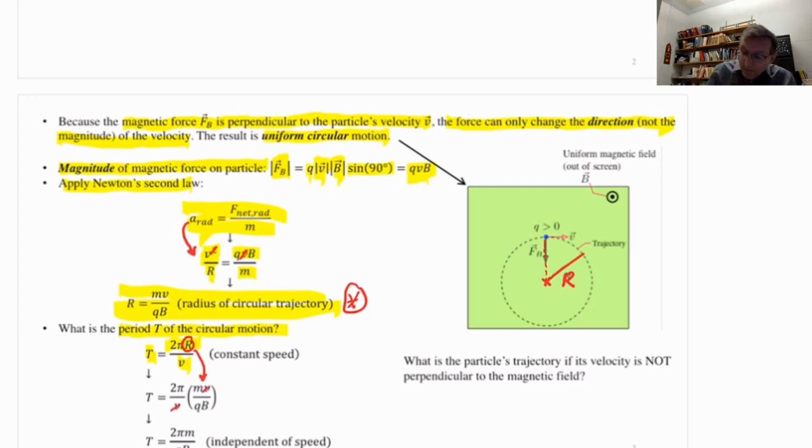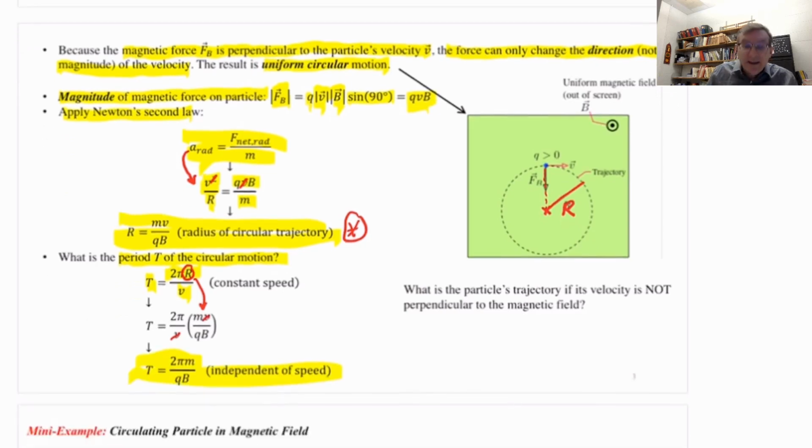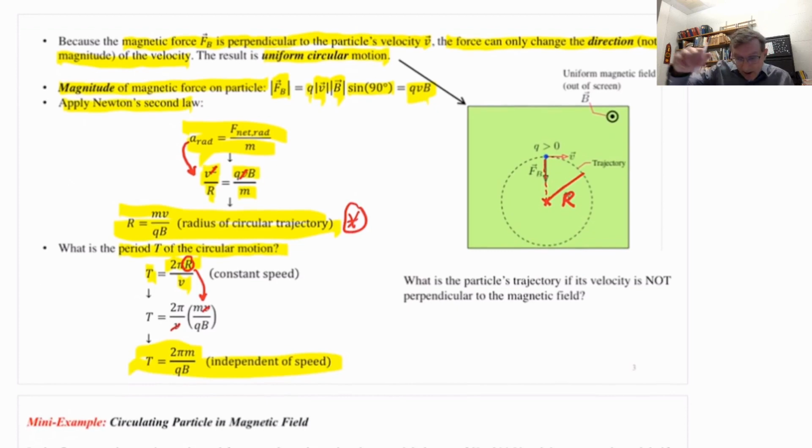An interesting thing that happens in this formula for the period of the circular motion is that the factors of v cancel, and the period, the time for the particle to go around once, doesn't depend on its speed, how fast it's going. It depends only on the mass of the particle, the charge of the particle, and the strength of the magnetic field. So this is also a very useful formula.